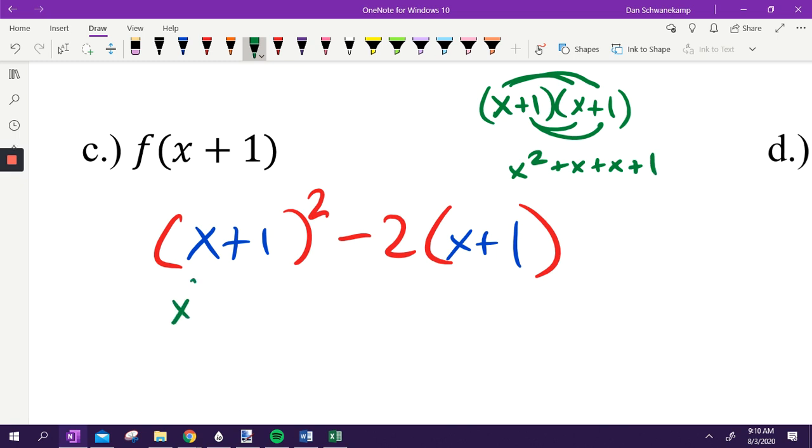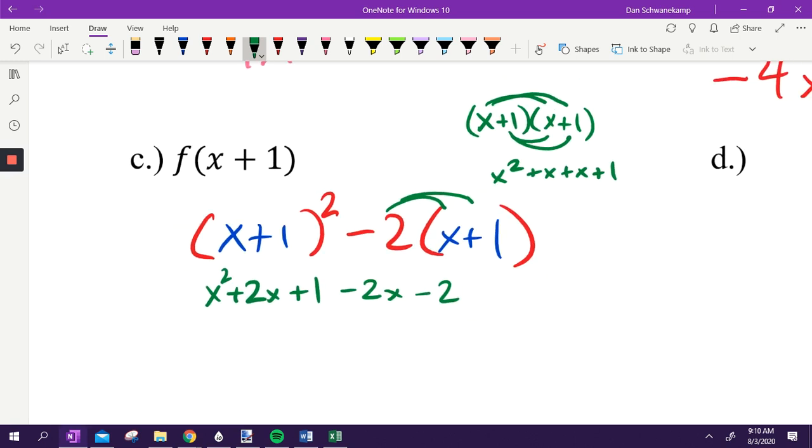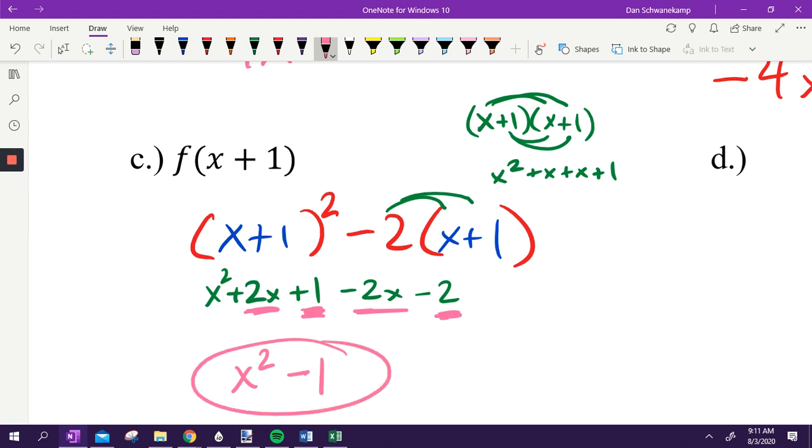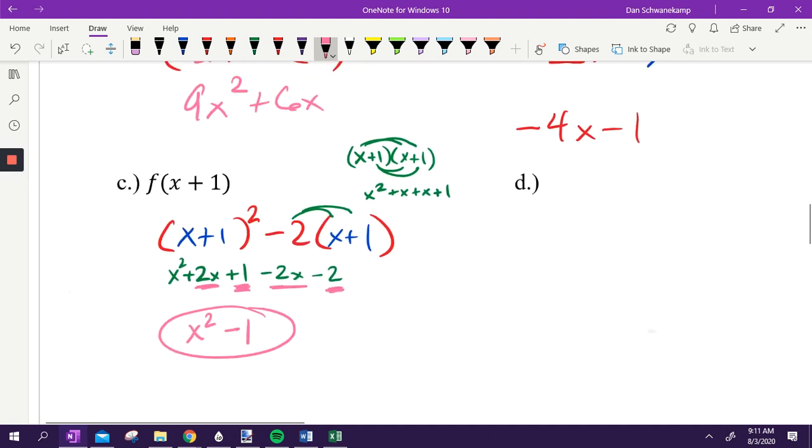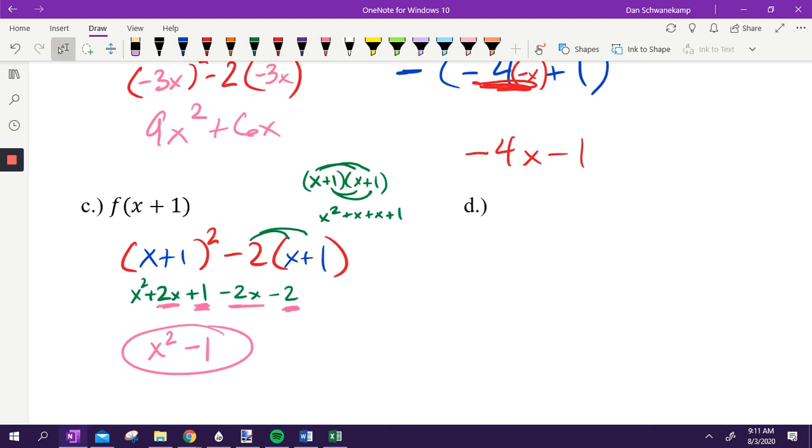So this is going to become x squared plus 2x plus 1. Then I can distribute here: negative 2x minus 2. Then I'm going to combine like terms. So I've got a 2x here and a negative 2x. Those two things are going to cancel. And then I've got 1 minus 2, which gets me negative 1 in the end. x squared minus 1 for C. Good there? Let's do part D.